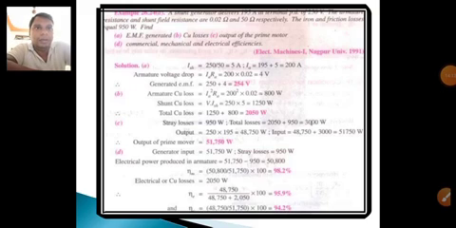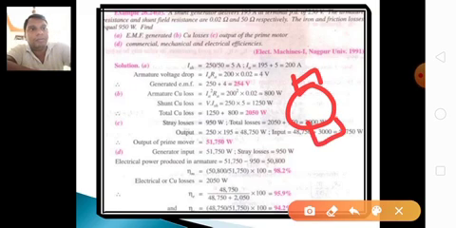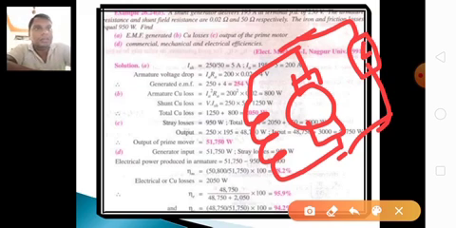First of all we have to know what is given. Actually a DC shunt generator is given. This is the shunt generator, and this is the load. The generator delivers 195 amps, that is the load current. IL is equal to 195.